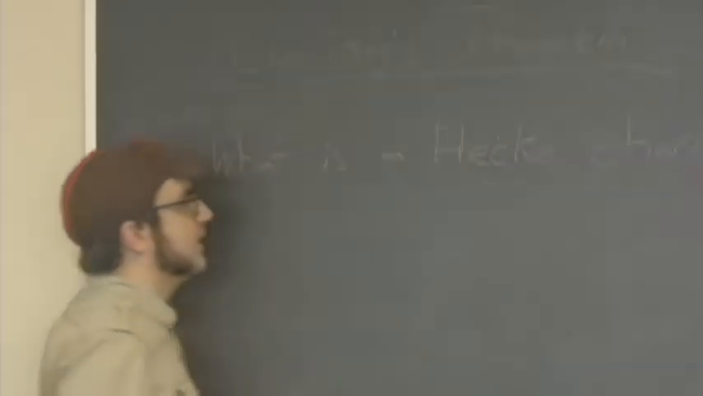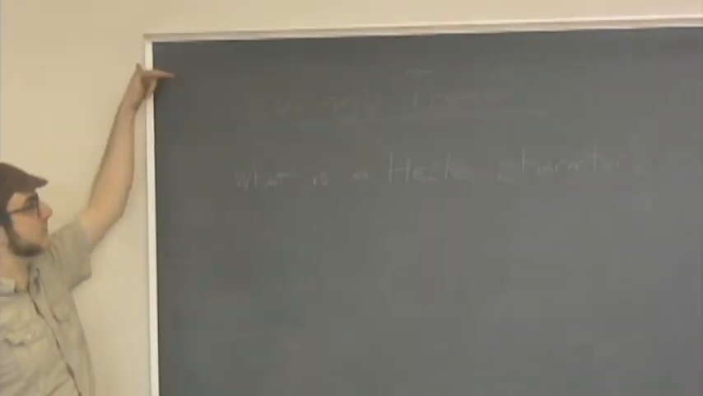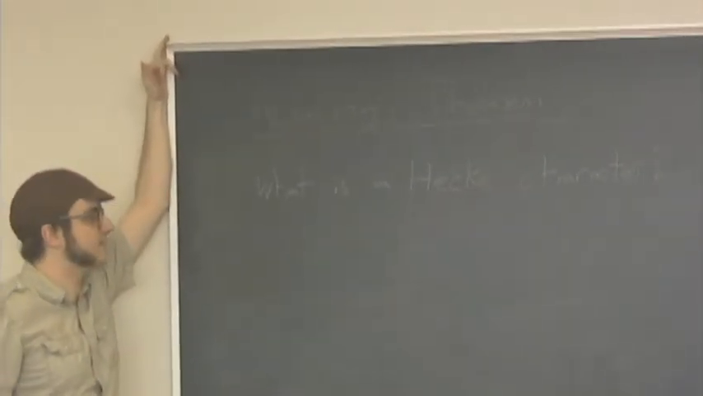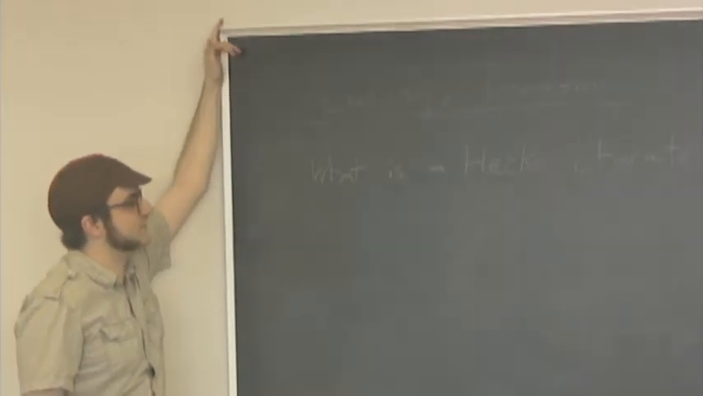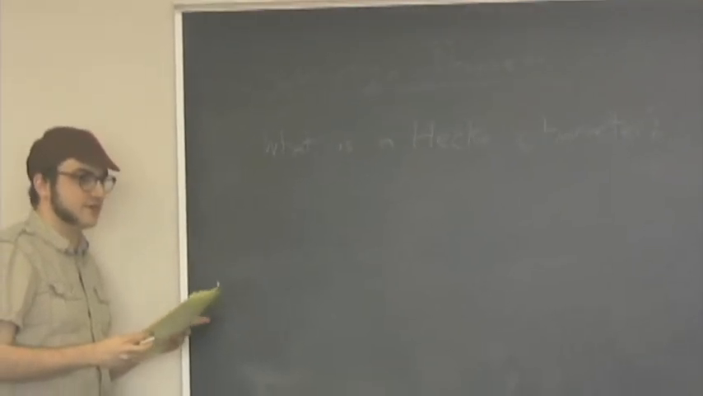Okay, so I'm speaking on Deuring's theorem, and I plan to get to the proof of it, but if I don't, at least I'll get to the statement. Deuring's theorem equates an L-function of an elliptic curve with complex multiplication to an L-function of a Hecke character, so I have to answer this question. So what is a Hecke character?